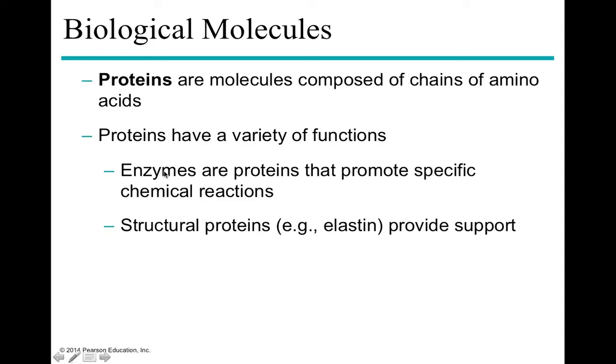For example, enzymes are proteins that promote a chemical reaction. They increase the rate of chemical reactions. That's a whole class of proteins, but there are hundreds of different types of enzymes because enzymes are very specific to the chemical reaction that they promote.